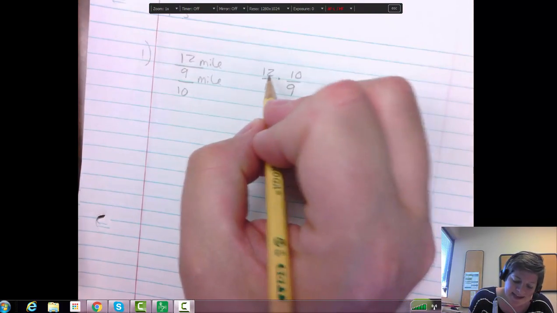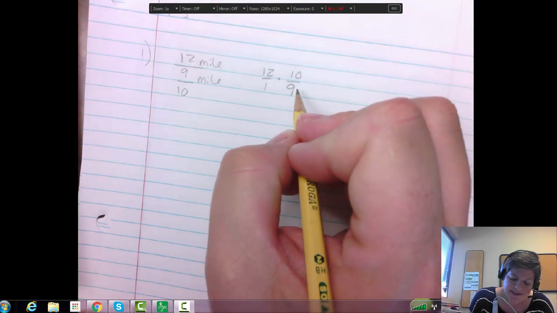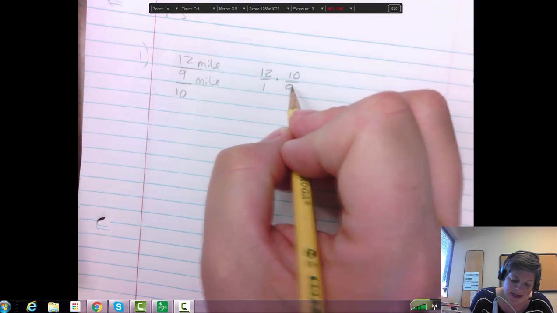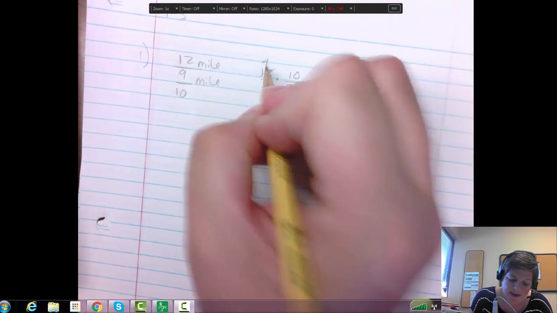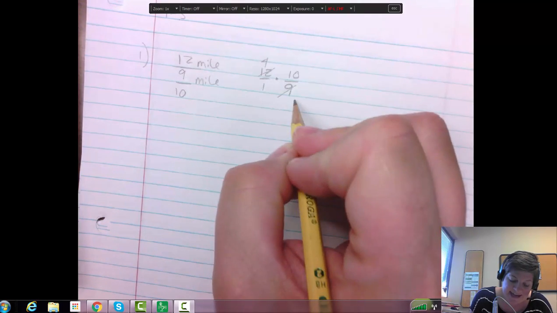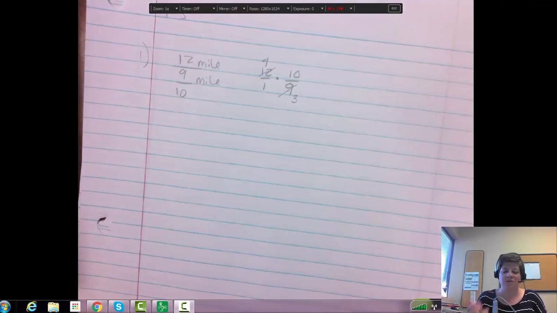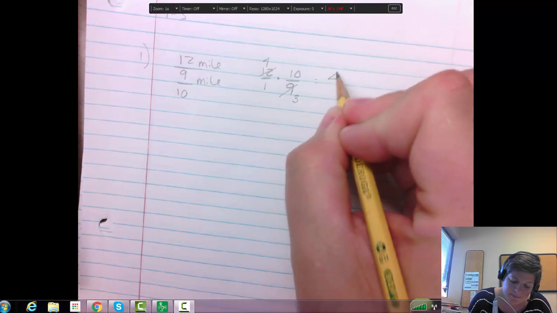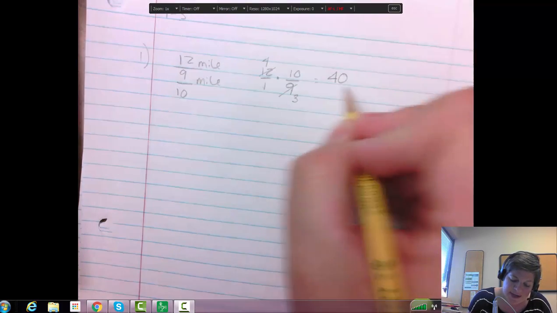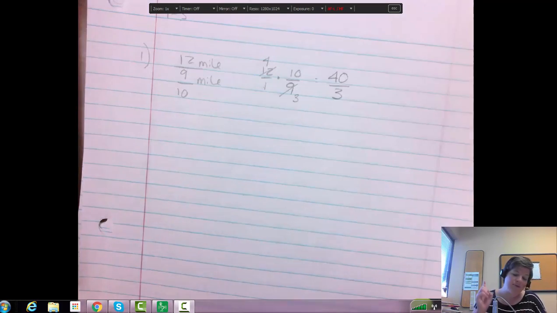So let's see, we can cancel a 3 out of the 12 and 9. We're going to divide 3 into 12 and get 4. We're going to divide 3 into 9 and get 3, just to reduce those fractions. 4 times 10 is 40. And 1 times 3 is 3. So I get 40 thirds.